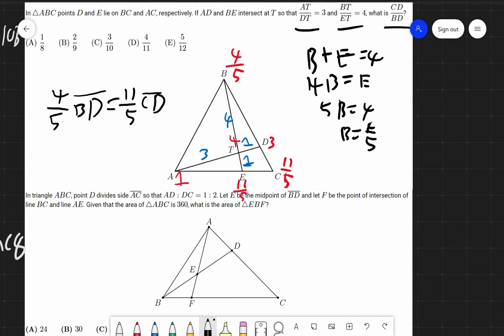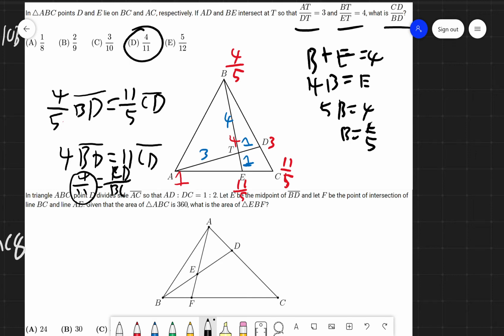So we can multiply by 5 to get 4BD equals 11CD. And we're looking for CD over BD, so we can just divide by BD and divide by 11 on both sides to get 4/11 equals CD over BD, which is what we're looking for. So our answer is D, 4/11.